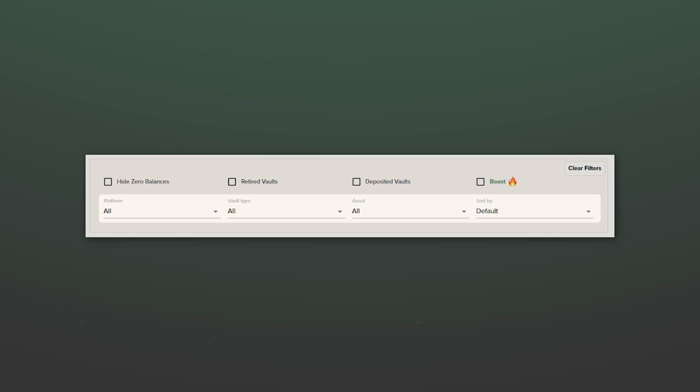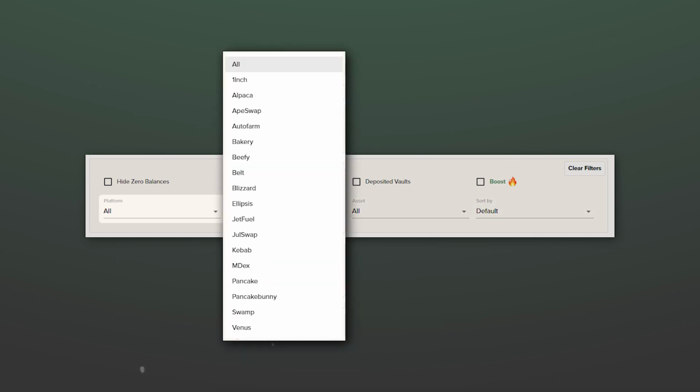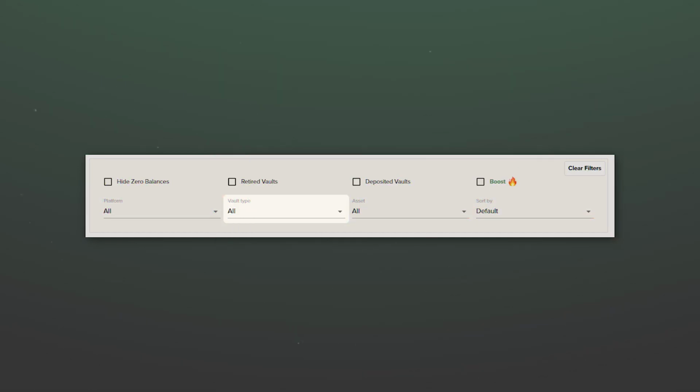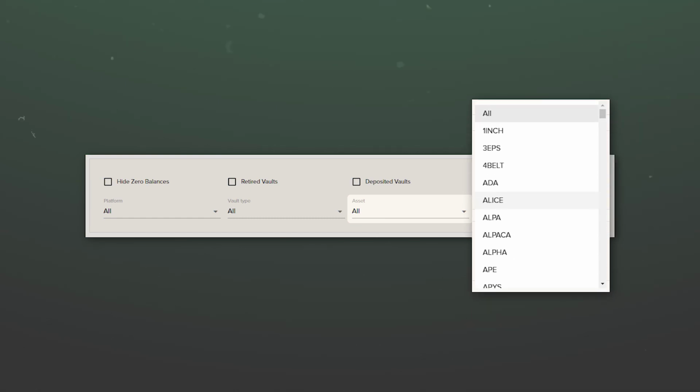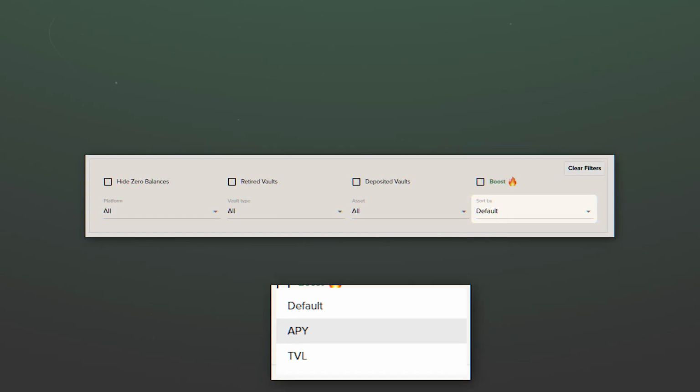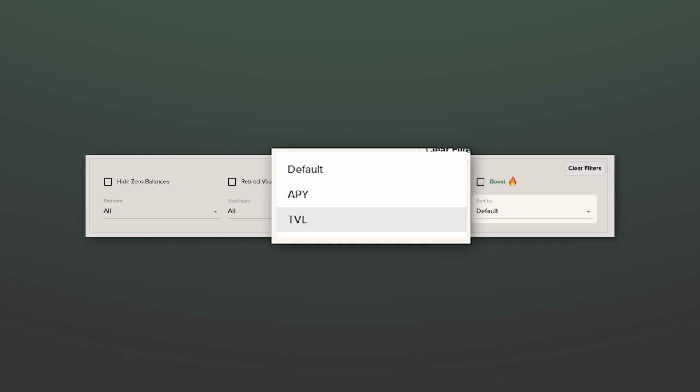Sorting by platform is available, which will be used for the algorithm work. There is also sorting by the type of asset that will be used, for example, regular tokens, liquidity tokens, or stable coins. Sorting is also possible for a specific asset, by biggest APY or biggest amount of blocked funds.